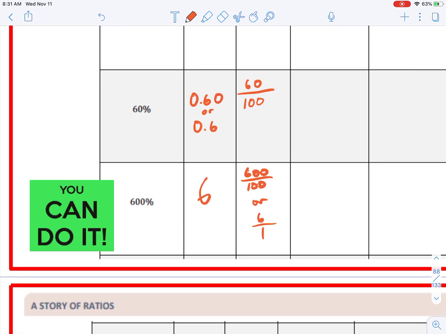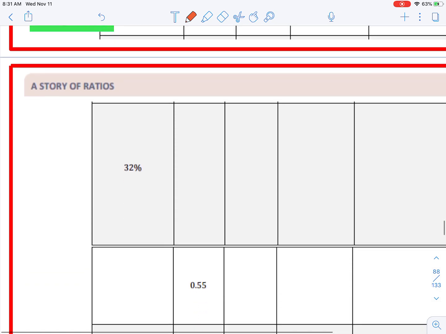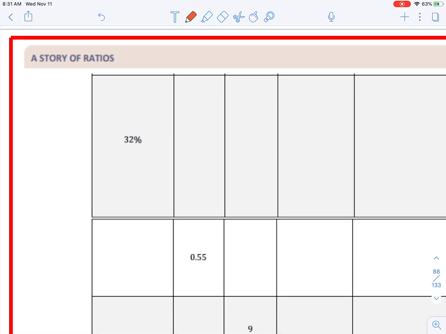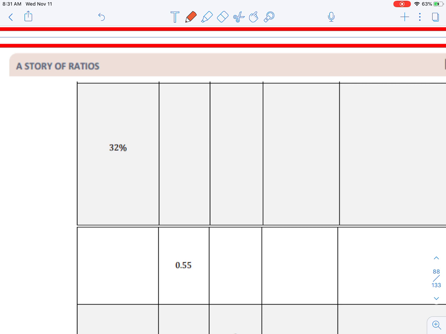Hopefully that made sense. Just remember, 100% is one whole. So if you have anything more than 100%, it's going to be more than a whole. So if you have 600%, that's 6 wholes. Okay? Let's look at 32%. 32% as a decimal is going to be 0.32, 32 hundredths, and 32 over 100 as a fraction. The part to whole ratio would be 32 to 100.